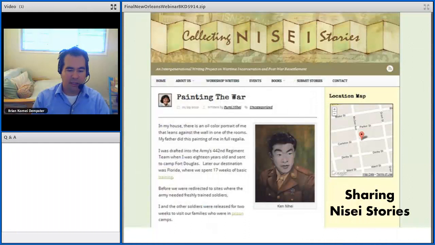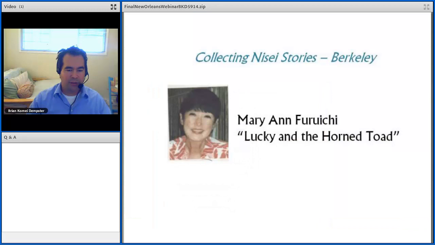So I thought you'd be interested in seeing this one because I know this intersects with some of the work at the museum. This is a piece by Fumi Nihei, and what she did, she wrote in the voice of her brother, who was in the 442nd Regiment, and that's an actual portrait of her brother, Ken Nihei. Going along with the museum exhibit, here's yet another artistic representation of the stories that we tell. So she did what's called a dramatic monologue, when she writes in the voice of her brother in order to make the story more powerful.